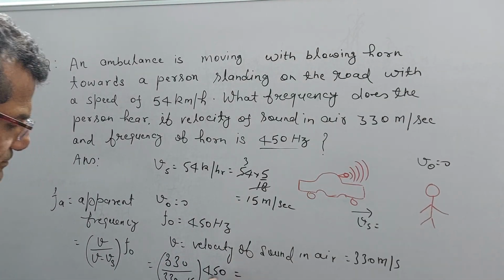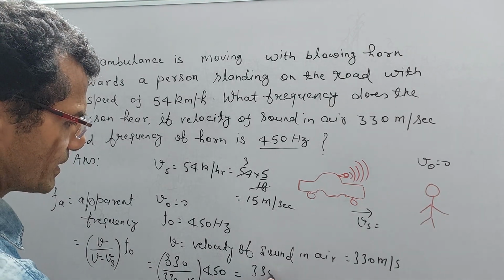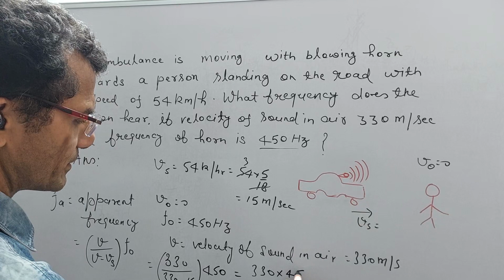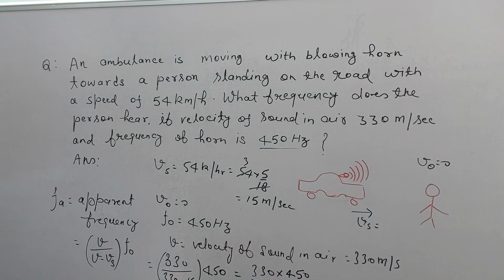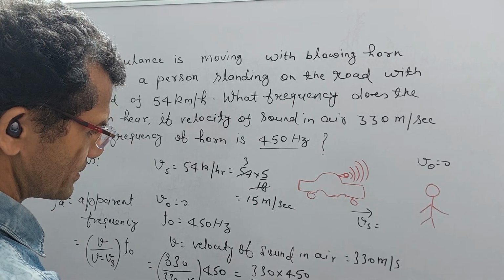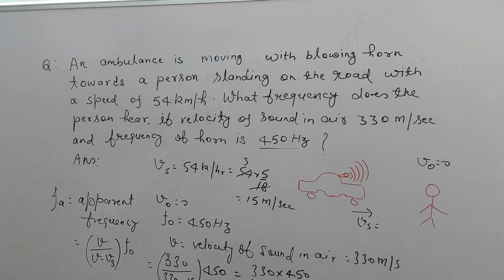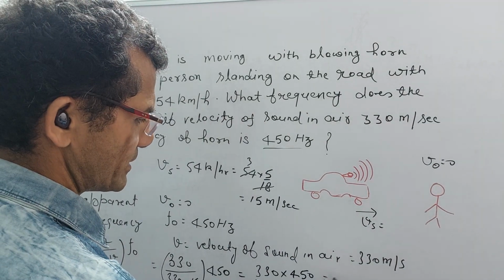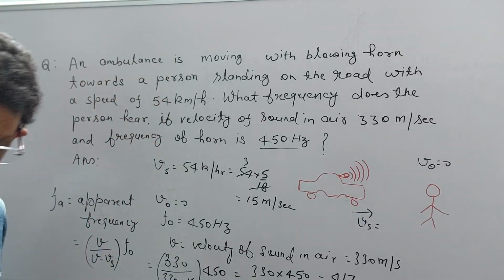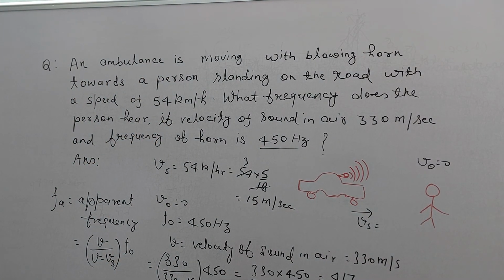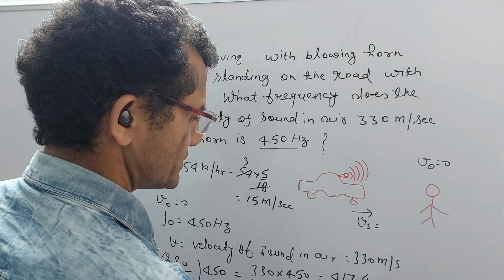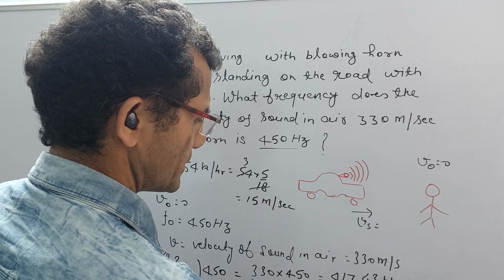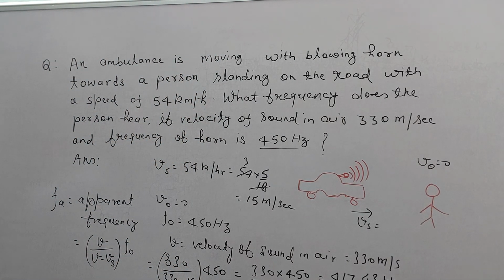So if I calculate this, 330 multiplied by 450 divided by 330 minus 15, which comes out 315. Now this value comes out after calculating to 471.43 hertz. This much frequency is heard by the observer.